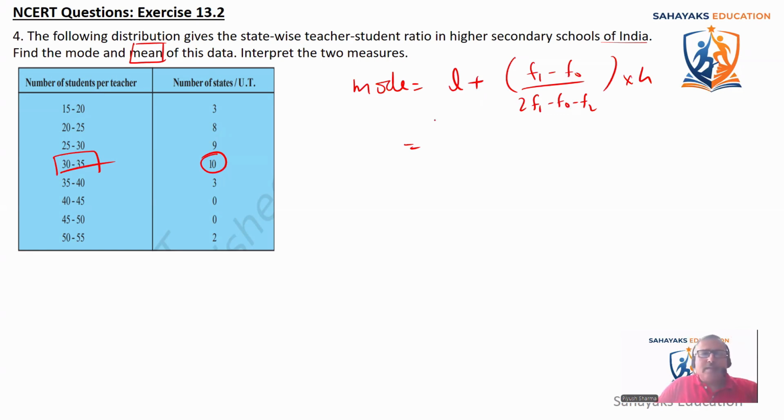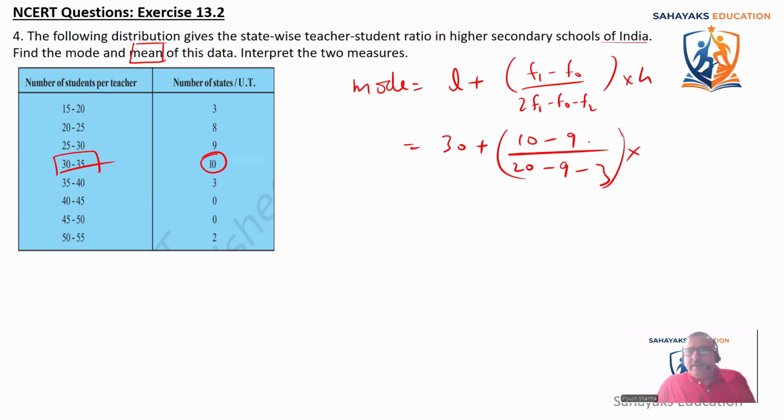So L is the lower limit of the modal class, that is 30, plus the frequency of the modal class, which is 10, minus the frequency of the previous class, 9, divided by 2 times the frequency of the modal class, 20, minus the frequency of the previous class, 9, and then the frequency of the next class, 3, multiplied by H. H is the class size.